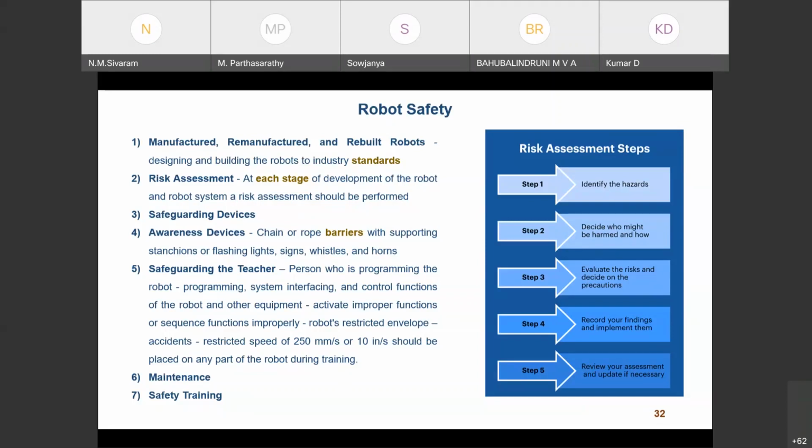The second aspect is that, to have proper robotic safety, you should have a proper risk assessment done at each stage of the development of the robot. You can see the five major steps of risk assessment on the right side. Identify the hazards, decide what might be the cause of the hazard, and evaluate the risk. I told you hazard is present everywhere, but how do you convert it into a risk? By unsafe acts and unsafe conditions. So you evaluate the risk and try to reduce the risk in that particular hazard. Then you repeat this process again and again, so that your process and its safety keep improving. Safeguarding devices, I will discuss briefly in the upcoming slides.